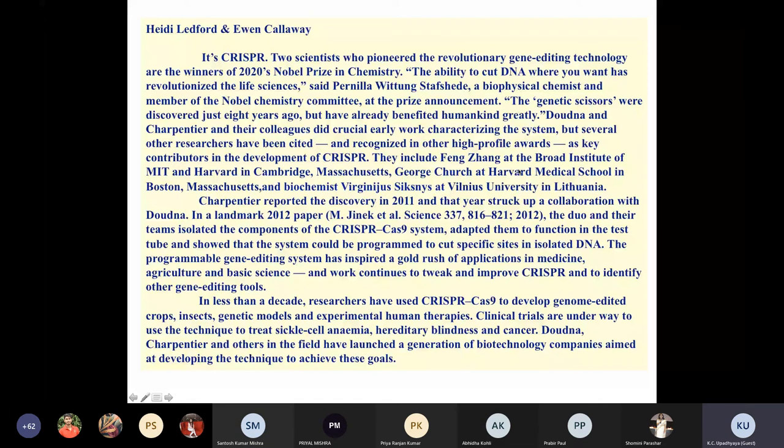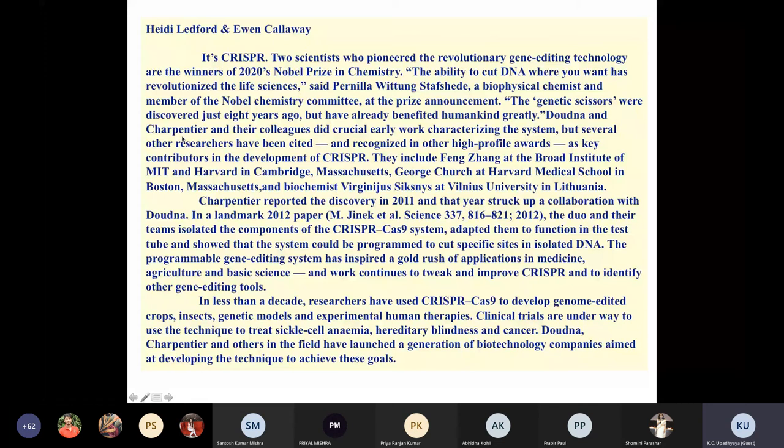Besides these, of course, the key contributors to the development of CRISPR were Feng Zhang at the Broad Institute of MIT and Harvard, Cambridge, and George Church at Harvard Medical School. But there is another chemist, in Vilnius University, Lithuania, who almost simultaneously published a paper along with Doudna and Charpentier, but he missed the boat. I'll come back to that.